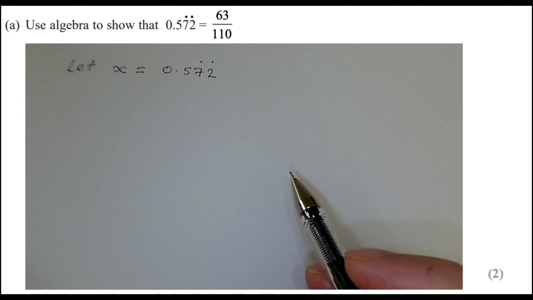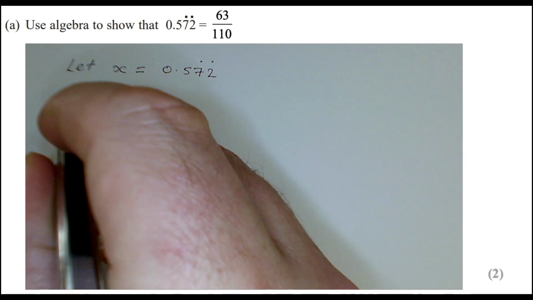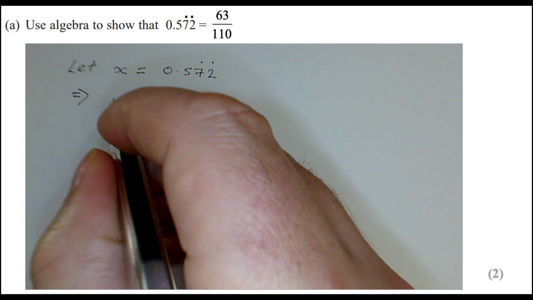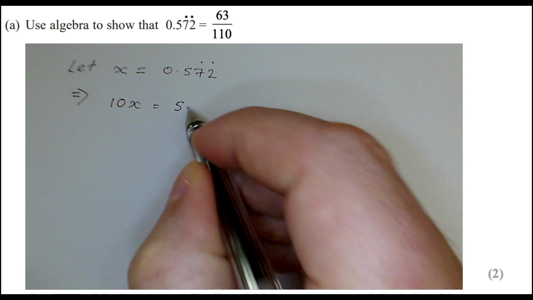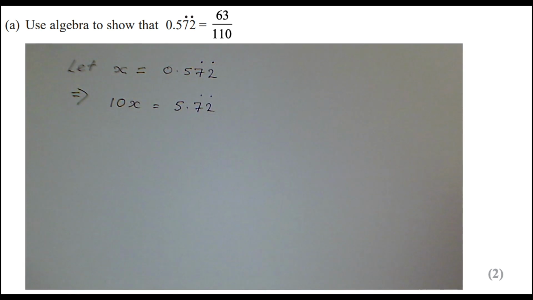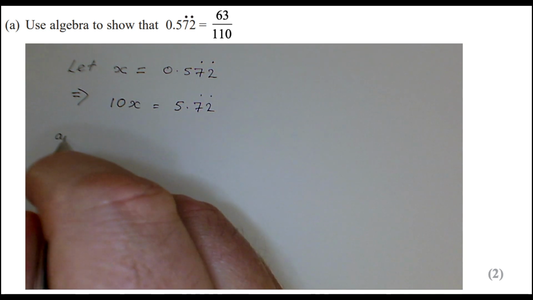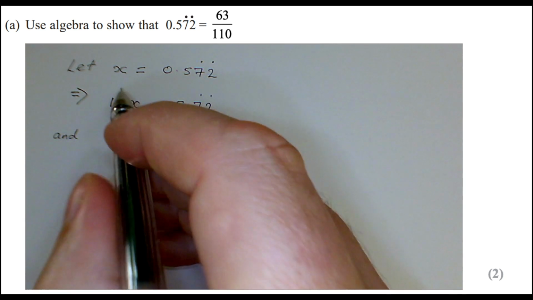Okay, and what I'm going to try and do is get the decimal point to the start of the repetition and to the end of the repetition. What I mean by that is if I times this x by 10, then I times the other side by 10 as well. I'm going to get to 5.72 recurring. So I think I've got to the beginning of the repetition. Now if I multiply both sides again by 100, I'm going to get to the end of the repetition.